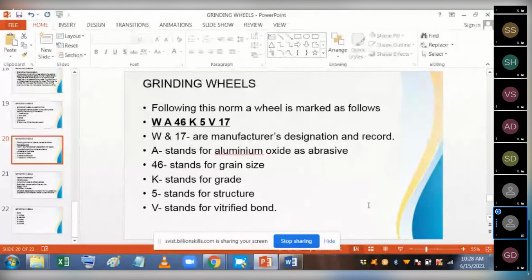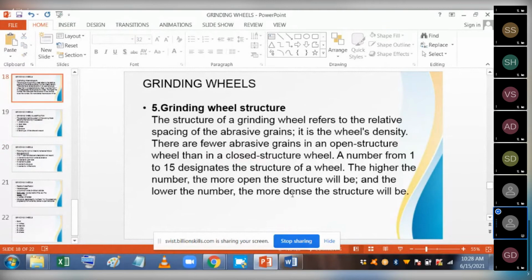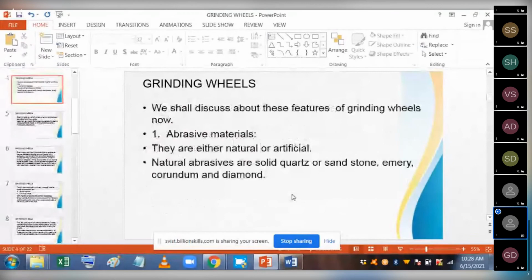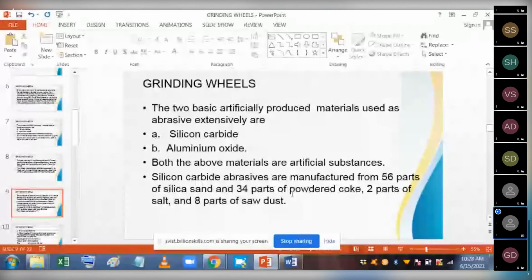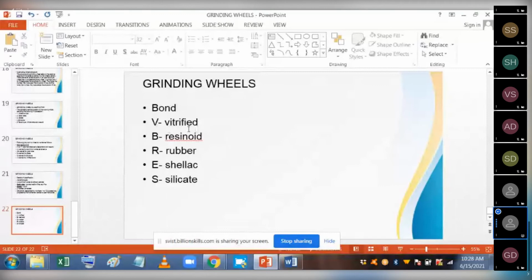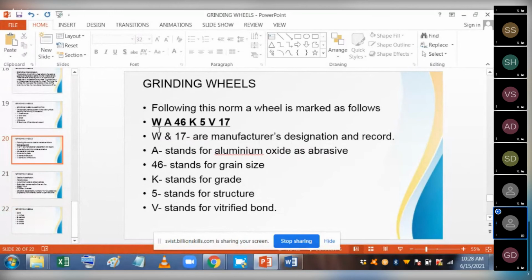And V stands for the type of bond. V stands for vitrified, which I have already told in another slide, about the different bonds used. It is on the last slide. So the bonds are V as vitrified, B as resinoid, R as rubber, E as shellac, and S as silicate. These are the specifications.